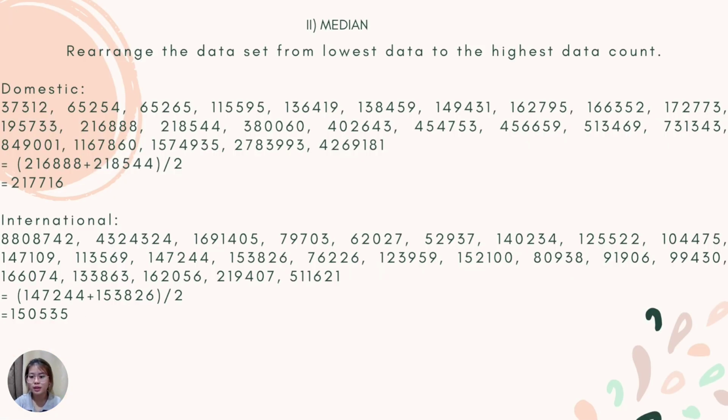The second one is median. As I write here, rearrange the data set from lowest to highest to get the median. So here is the data that I have rearranged for both data sets of domestic and international. Hence, each data for domestic and international passengers has 217,716 and 150,535 medians respectively. International passengers are 67,181 less than domestic passengers.